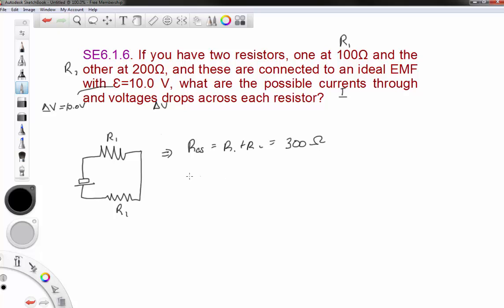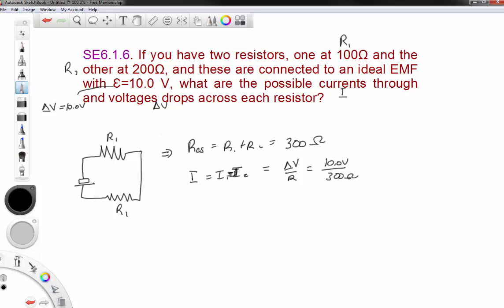The current, therefore, is equal for both of the two resistors. I1 is equal to I2 is equal to I. And so that's going to be equal to delta V over R, which is 10.0 volts divided by 300 ohms.